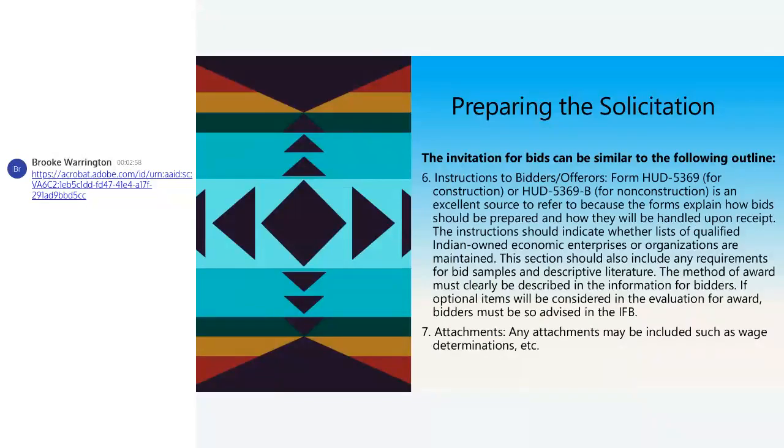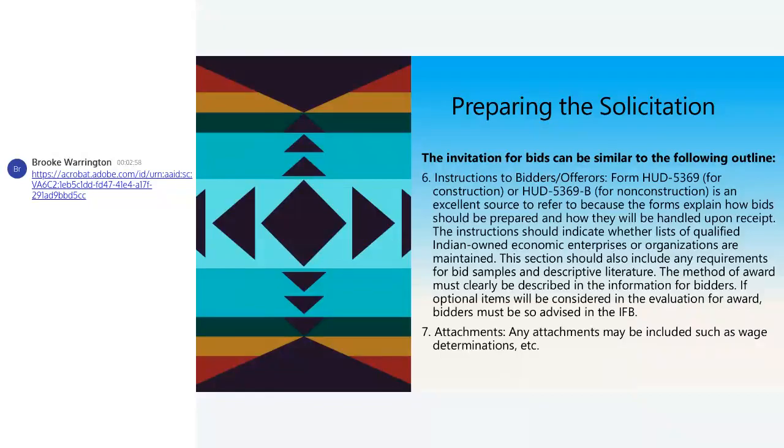Instructions to bidders or offerors, use the HUD form 5369-B, or 5369-C for non-construction. It's an excellent source to refer to because the forms explain how those bids should be prepared, how they'll be handled upon receipt. Your instructions should indicate whether a list of qualified Indian-owned economic enterprises or organizations is maintained. This section should also include any requirements for bid samples, descriptive literature. The method of award has to be clearly described in that information for your bidders.